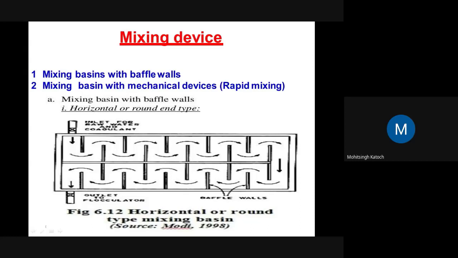This diagram shows a horizontal or round type mixing basin with baffle valves. You can see baffle valves are arranged in a zigzag manner, and whenever the direction is changed at that particular spot, we can add a certain quantity of coagulant.